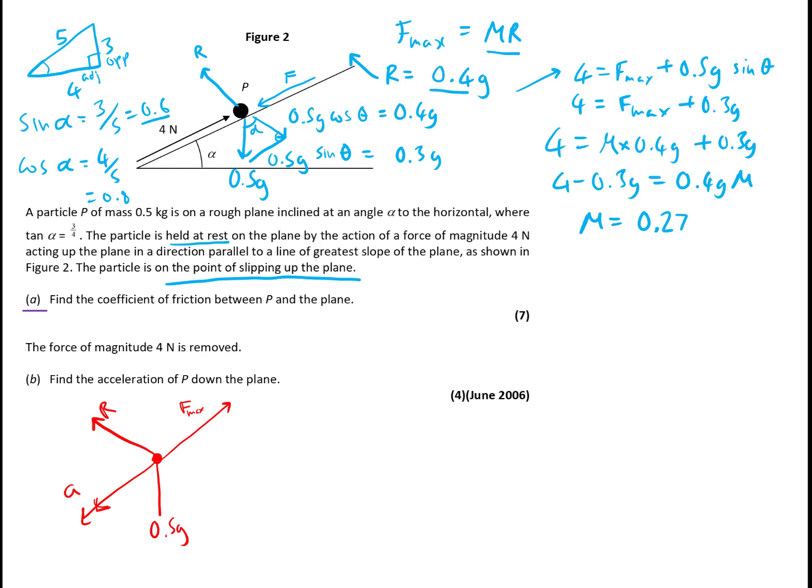Now let's look at part B. The force of magnitude 4n is removed, so this is taken away. So if it's about to move up the slope but it's removed, it's going to, through gravity, move down. So we do a new force diagram here, and we've got acceleration, because let's find the acceleration of P down the plane. So what information do we have from before? We're going to have to use this. Now we know F equals ma. So we have F equals, because we have the mass, 0.5. That's something we're going to have to use.